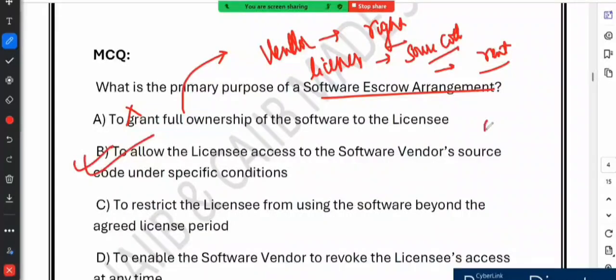You can think of the locker in a bank. The bank holds valuables for the customer, right? And the items inside can only be accessed when specific conditions are met. Similarly, in a software escrow, the source code is stored securely and released only if needed. Option C, to restrict the licensee from using the software beyond the agreed license period. This is incorrect because this describes a software license agreement.